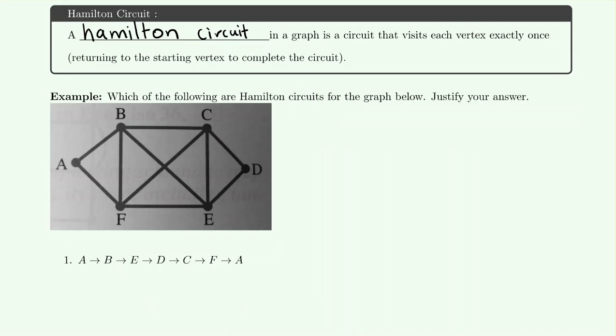Previously, we talked about Euler circuits. We now have a different type of circuit to consider. A Hamilton circuit in a graph, first of all, must fit the criteria of being a circuit that we learned about previously, so it must be a circuit. And in addition to being a circuit, it needs to visit each vertex of the graph exactly once. It does need to return back to the starting vertex to complete the circuit.